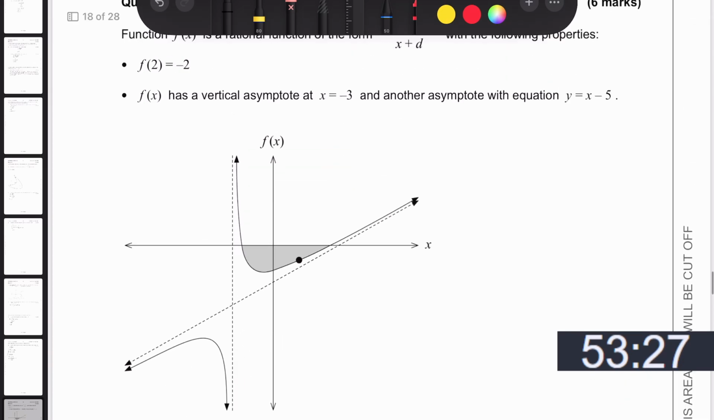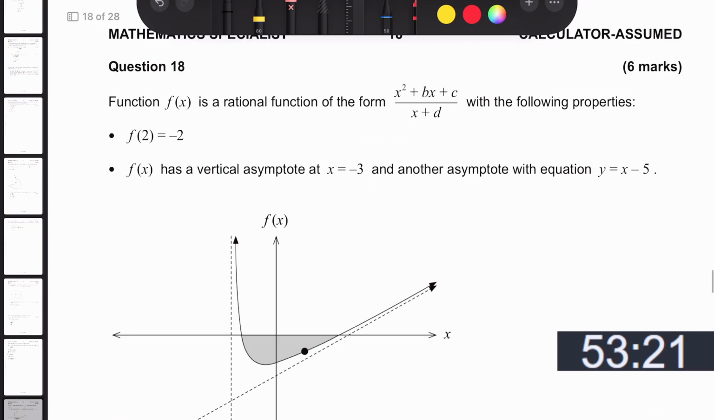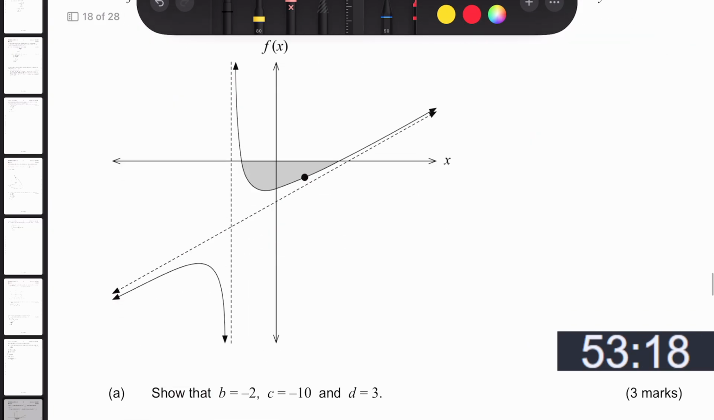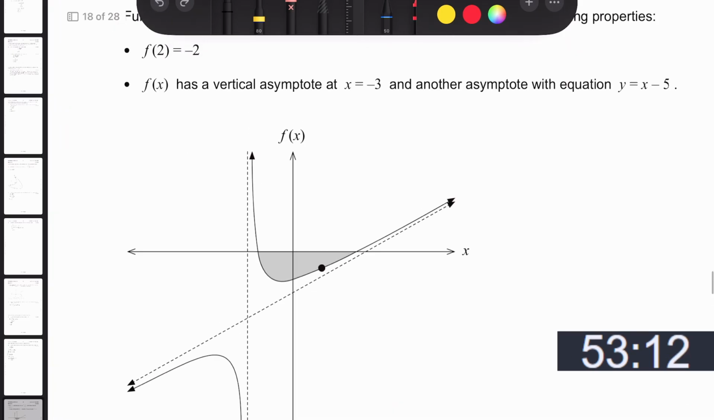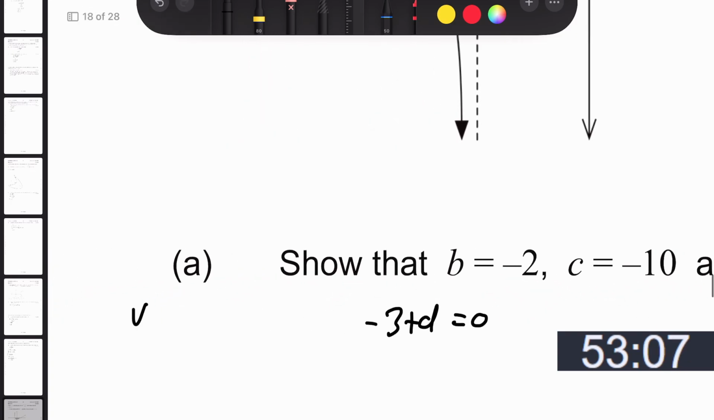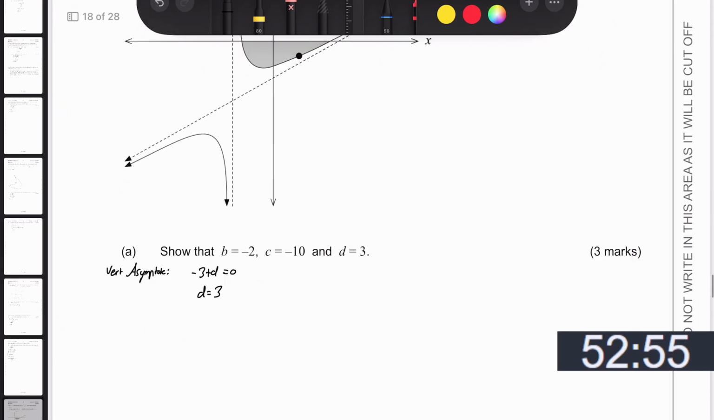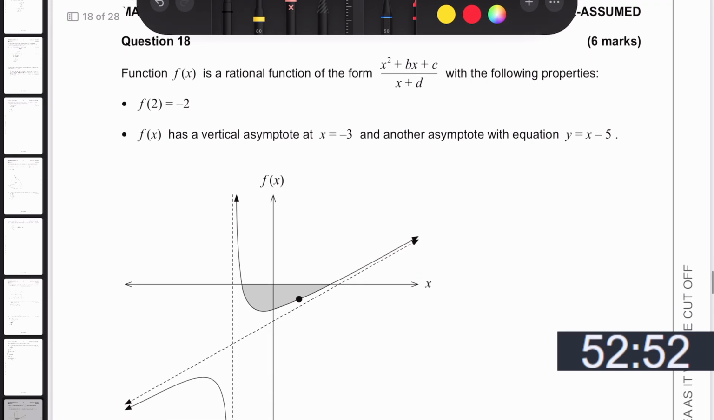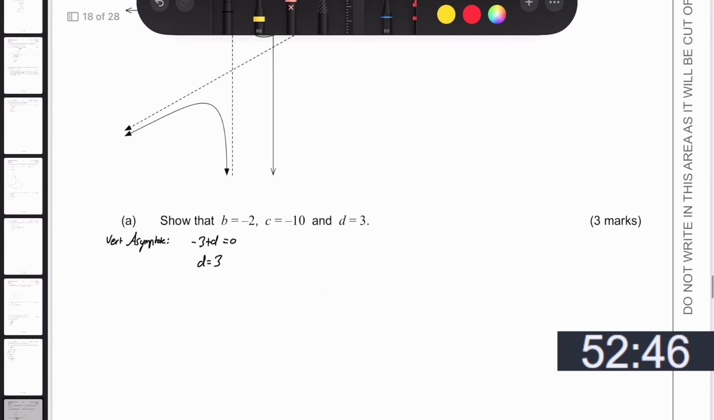Okay, function f is a rational function in the form of that with the following properties. Has a vertical asymptote, x equals -3. Another asymptote equation, x equals 5. So x plus d, let's say, wait, -3 plus d equals, I'll say this is the vertical asymptote. So we know that d equals 3. And then b and c. So then y equals x plus 5. What do I call this? Oblique asymptote.